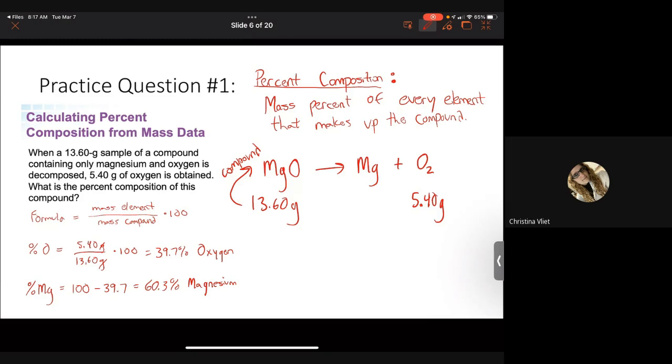I'm gonna bring it up. If we know that this compound is 13.6 grams, and we know that 5.4 of those grams is oxygen, we also know how many grams is magnesium, right? If this compound is only made of Mg and O, and that's 13.6 grams, and when it decomposes, all the oxygen is 5.4, we could subtract 13.6 minus 5.4 and find the grams of magnesium and then do the formula.